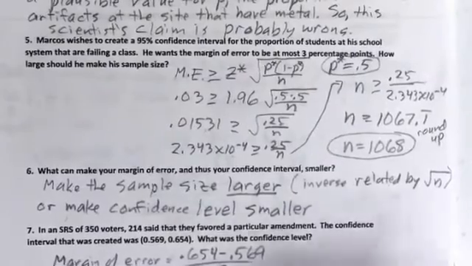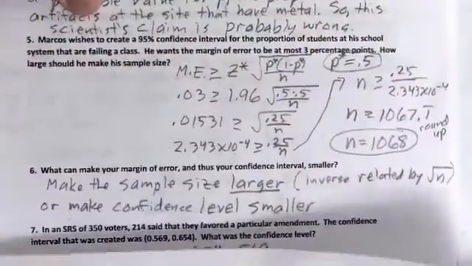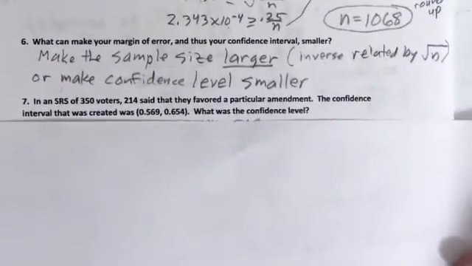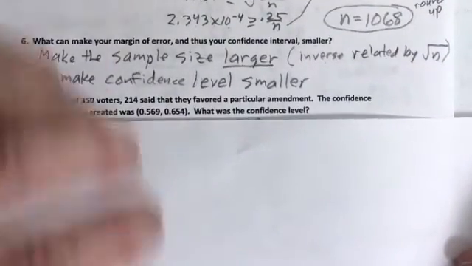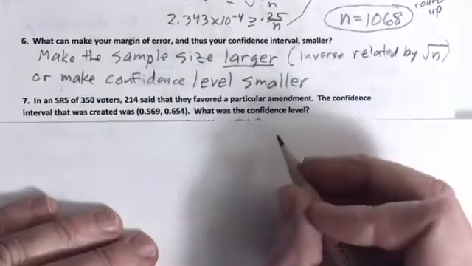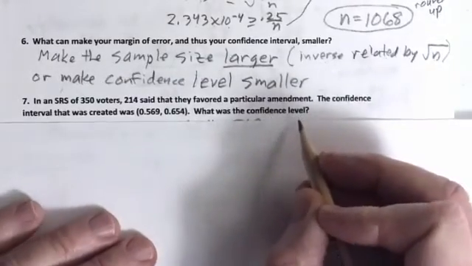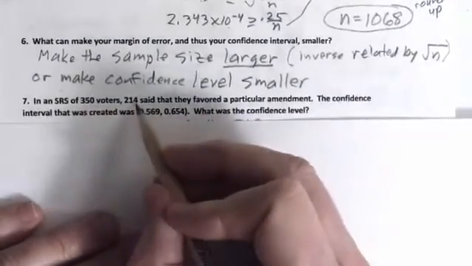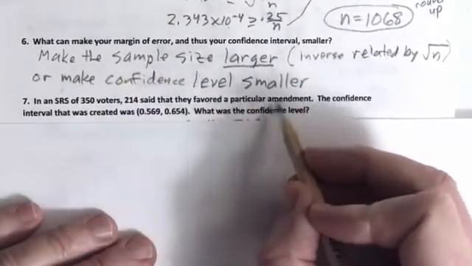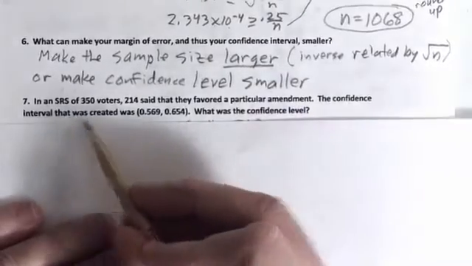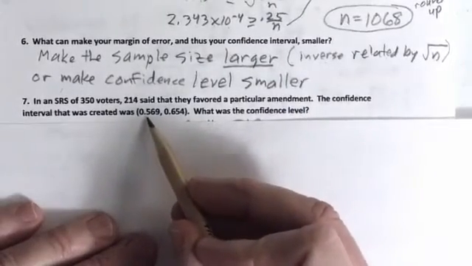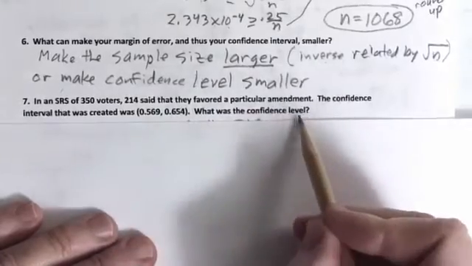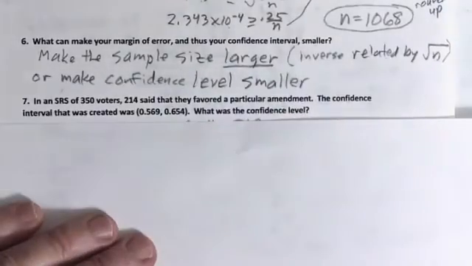So now let's look at this situation. This has been asked before. It hasn't been asked much, but when you're asked to figure out a confidence level based on an interval, the confidence level being like, is it 95%, 99%, 98%, or what? In an SRS of 350 voters, 214 said that they favored a particular amendment. The confidence interval that was created was from 0.569 to 0.645. What was the level? In other words, what was the percentage given to you?